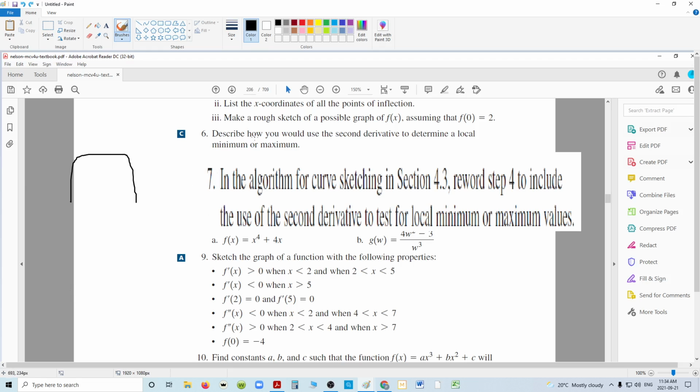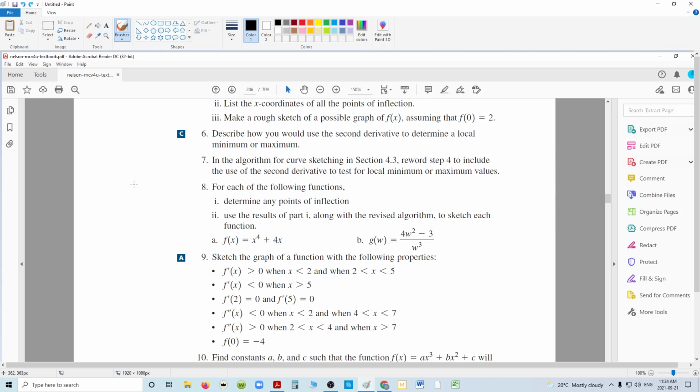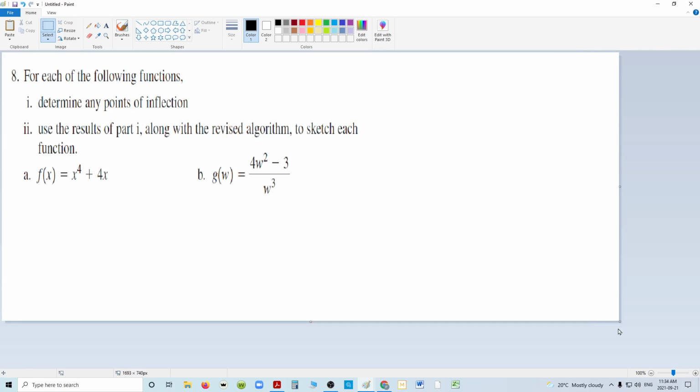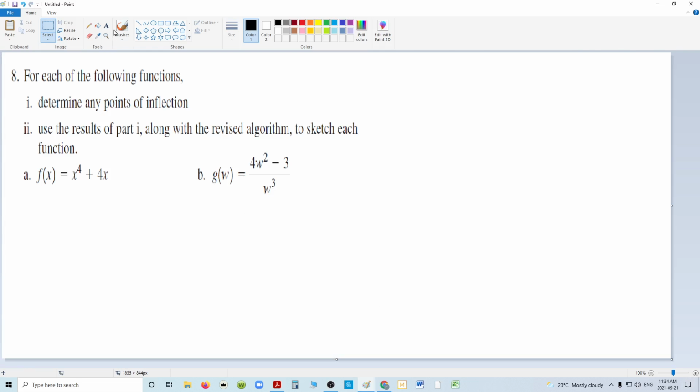Okay, that's it, really. For each of the following, determine any points of inflection. So we need to know the second derivative, and use the results in part I, along with the revised algorithm, to sketch each function. Okay, well, before we continue, let's look at each function. This one should be easier to sketch.